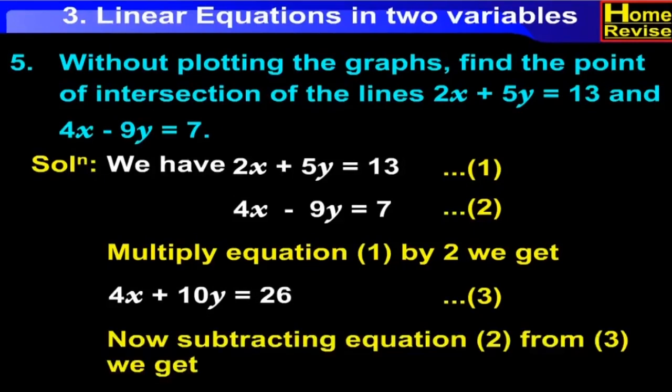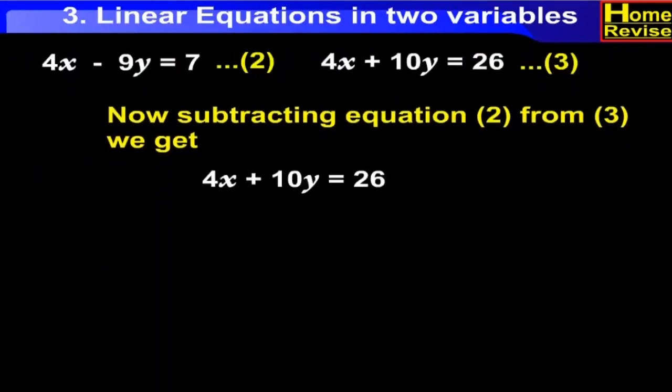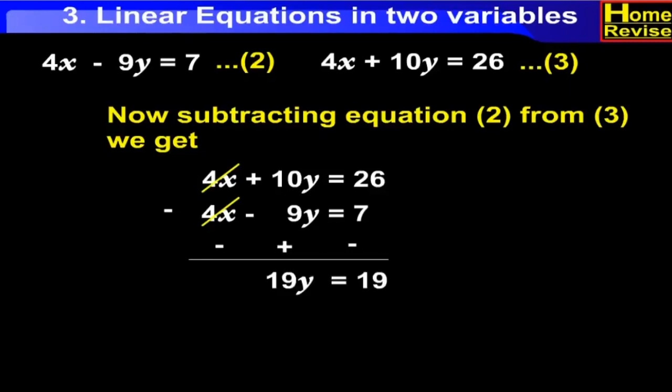Now subtracting equation 2 from 3, we get 4x plus 10y is equal to 26 minus 4x minus 9y is equal to 7. The signs of equation 2 change and 4x and minus 4x get cancelled out. We have 19y is equal to 19. Therefore, y is equal to 19 divided by 19, which is equal to 1.